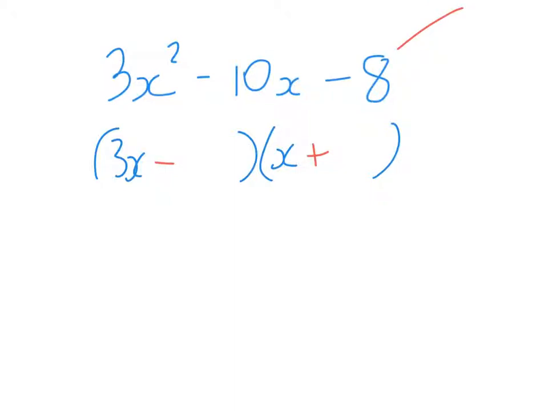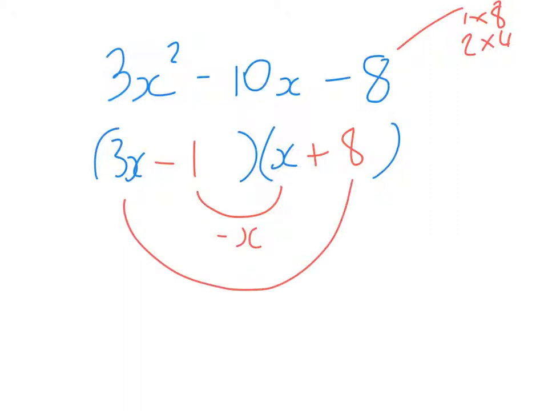Okay, so I need to get the factors of 8. So I have 1 times 8 and 2 times 4. So I'm going to start off with 1 times 8. So I'm going to have minus 1 plus 8. Minus 1 times x is minus x, and 3x by 8 is 24x. And 24x minus x will not give me minus 10x.